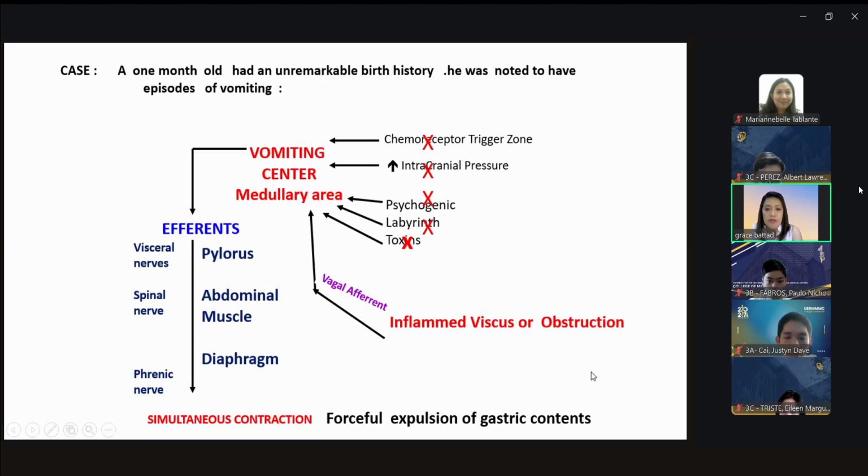For our purpose, it might be coming from the GI tract, whether it is inflammation of the intestinal organs or obstruction. They would send messages up to the medullary vomiting center, and the vomiting center would send its messages through the efferent nerves: the visceral nerves, which supply the pylorus; the spinal nerves, which supply the abdominal muscles; and the phrenic nerve, which stimulates the diaphragm. A simultaneous contraction of these muscles produces force. So it's a forceful expulsion of gastric content, and that is your vomit.